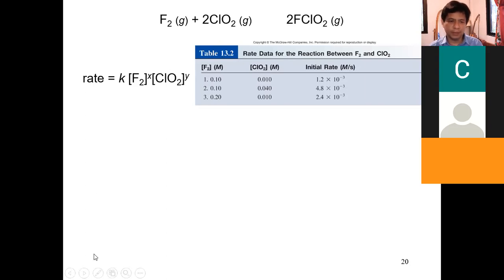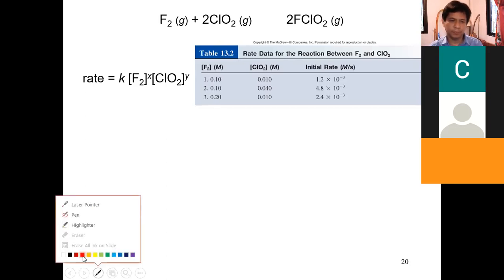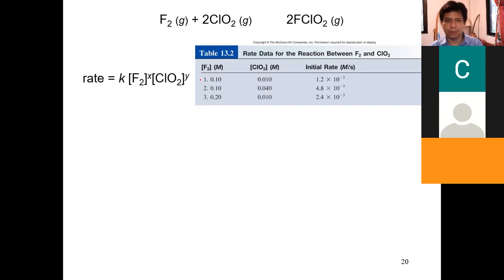So, halimbawa, gagamitin natin tong experiment 1 at saka experiment 2 to find Y. So, substitute nyo lang, ito yung rate. So, halimbawa, equation 1. No? So, yung rate is 1.2 times 10 to the minus 3. So, hindi natin siyempre alam yung K. And then you can input the concentration of F2, it's 0.10. Tapos raised to X, ano? Then you can input the concentration of ClO2, that's 0.010.